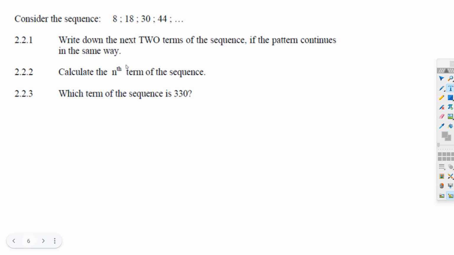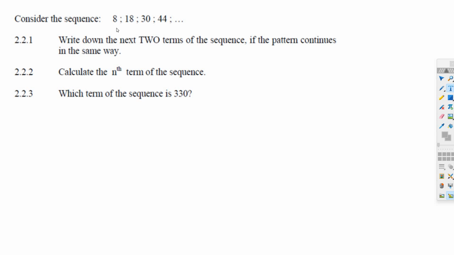Okay, let's try this one here. It says write down the next two terms of this sequence. The pattern continues in the same way. Well, this isn't going up by the same amount, and it's not getting multiplied by the same thing. The only other kind of sequence we have is a quadratic sequence. I think they tell you it's a quadratic sequence in exams now, but that's what this is. This is quadratic. Write down the next two terms of the sequence.